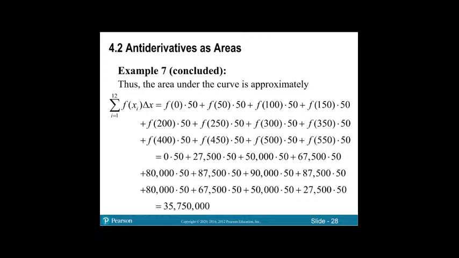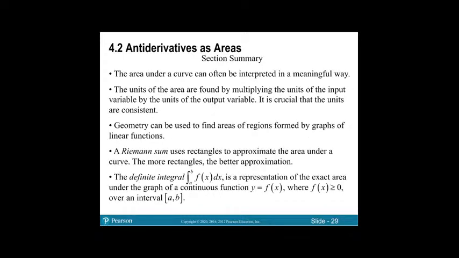So then we have a section summary. The area under the curve can often be interpreted in a meaningful way. The units of the area are found by multiplying the units of the input variable by the units of the output variable. It's crucial that the units are consistent. Geometry can be used to find the areas of regions formed by graphs of linear functions. A Riemann sum uses rectangles to approximate the area under a curve. The more rectangles, the better the approximation. The definite integral, the integral from a to b of f of x dx, is a representation of the exact area under the graph of a continuous function, where f of x is non-negative over a closed interval from a to b.